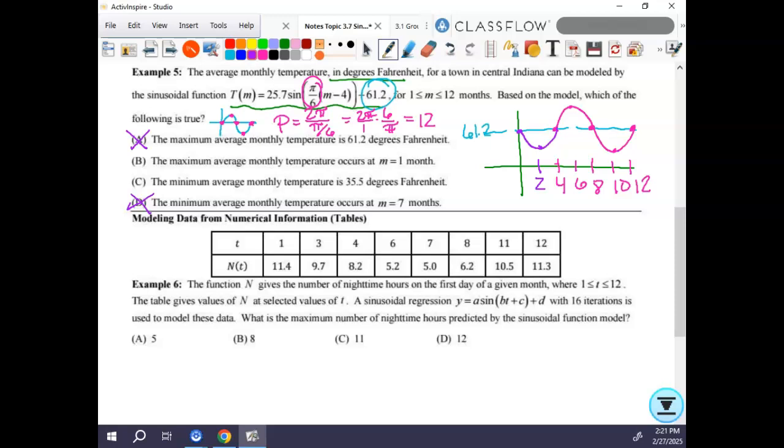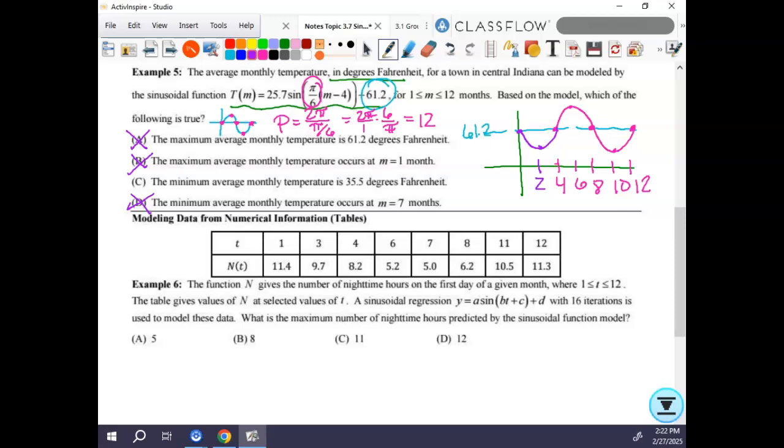I can now see, do I like B or not? No, the maximum does not occur at 1 month. Neither does the minimum. The answer is not B. So we hope to God we like C, right? So minimum average monthly temperature. Well, I have that 61.2.